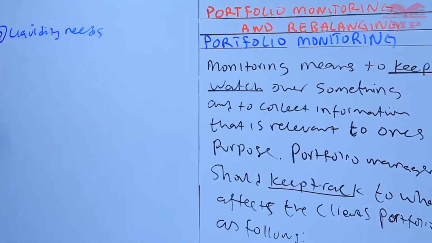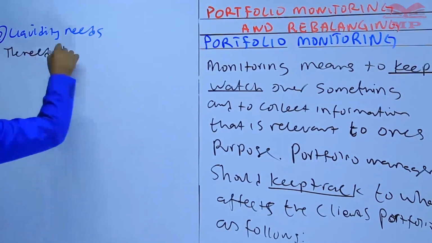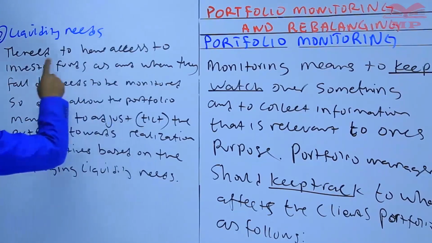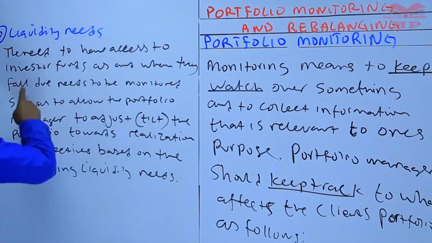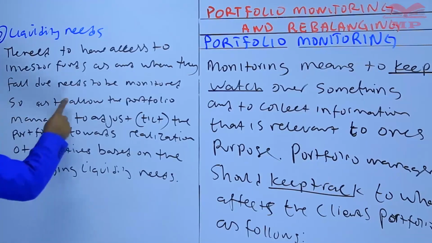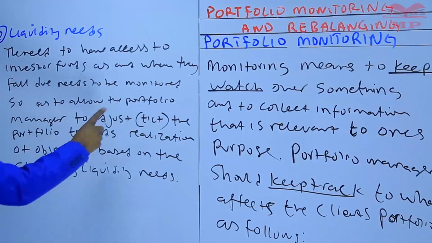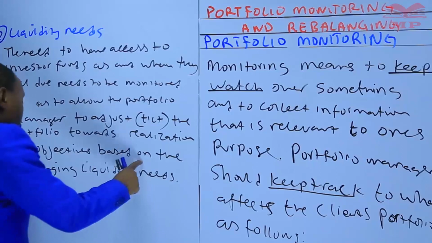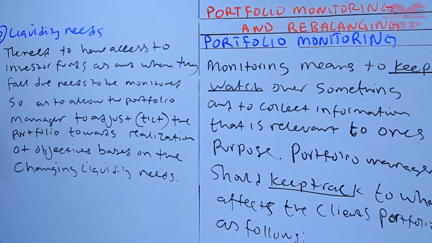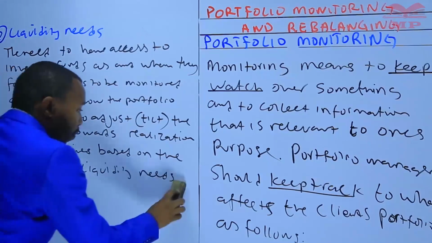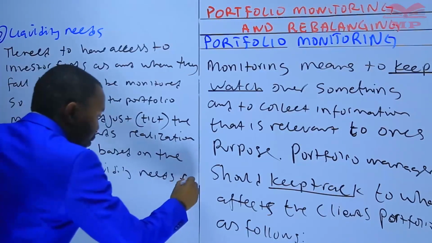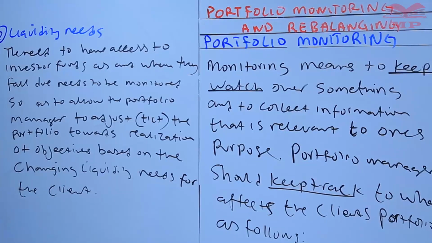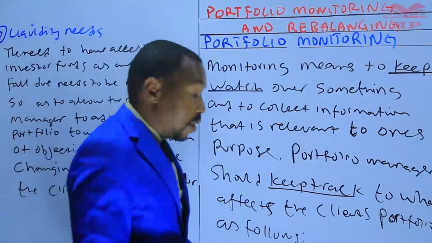As far as liquidity needs are concerned, I'm saying that the need to have access to investor funds as and when they fall due needs to be monitored, so as to allow the portfolio manager to adjust or tilt the portfolio towards realization of objectives based on the changing liquidity needs for the client. In this case, the client can be institutional investors and individual investors.